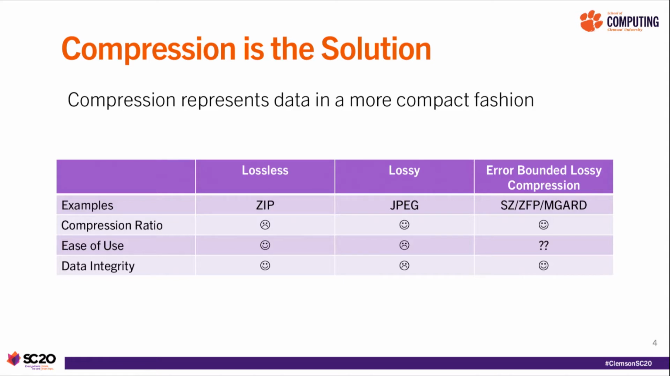This has led some to consider lossy compression. Lossy compression has high compression ratios, but suffers from a lack of ease of use because it no longer preserves the data integrity. Error-bounded lossy compression offers a middle ground. Like lossy compression, it has high compression ratios. And like lossless compression, it provides an error bound on the absolute value of the error that could be introduced, meaning that it has relatively high data integrity. What remains an open question is how easy is it to use.